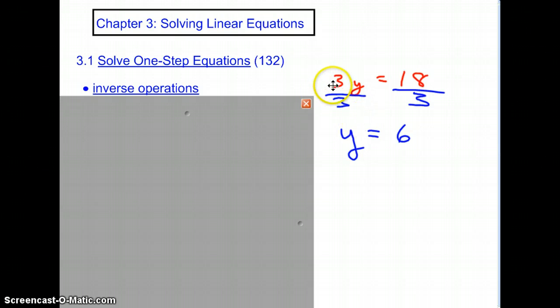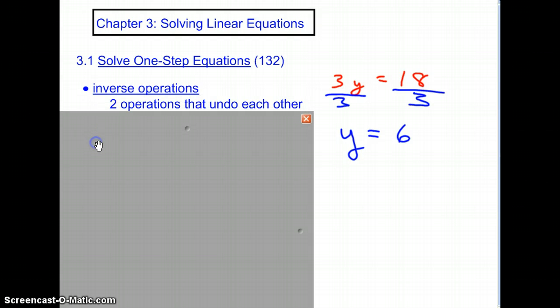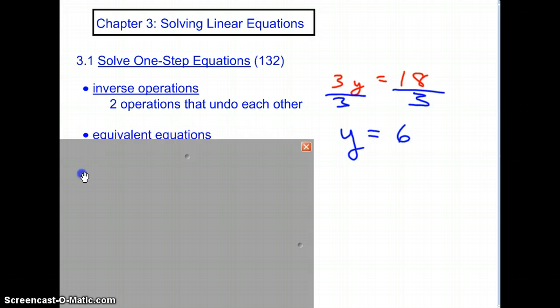Instead of leaving the 3 as a factor being multiplied to y, we want to undo that to get y alone. So we use division in that case, right? So inverse operations are two operations that undo each other. Multiplying by 3 and dividing by 3. They undo each other. So we actually have two equations now in front of us.